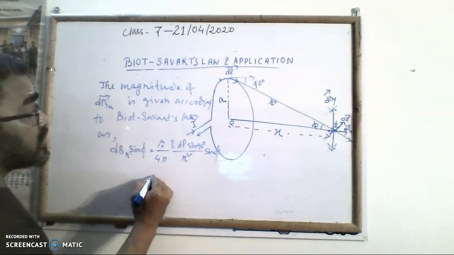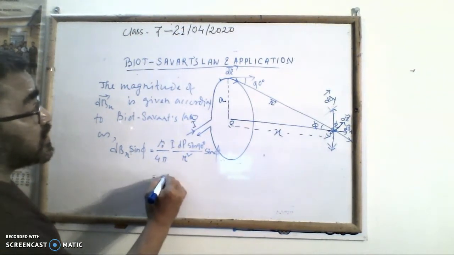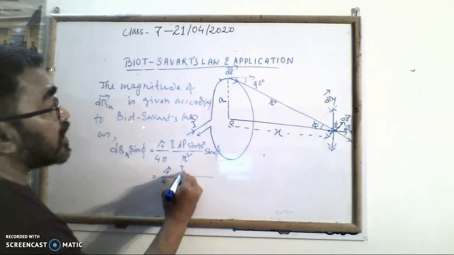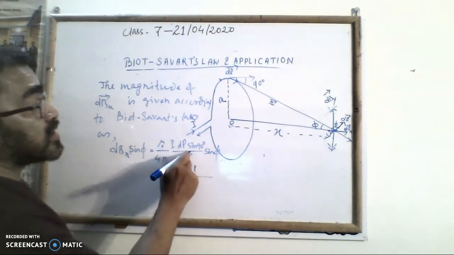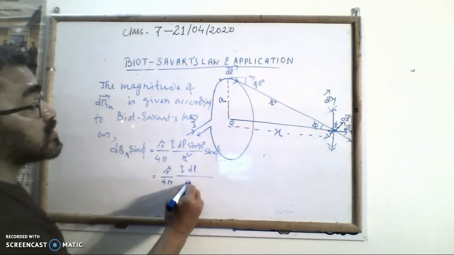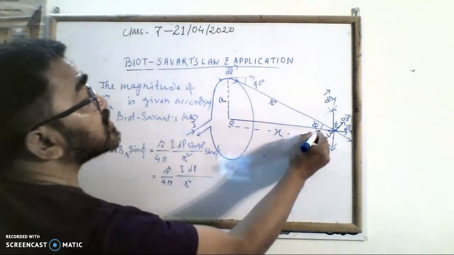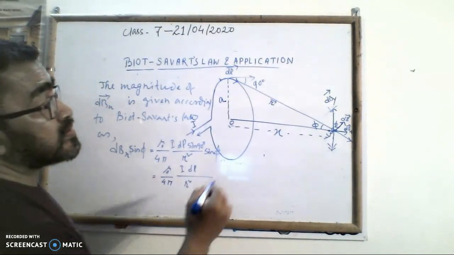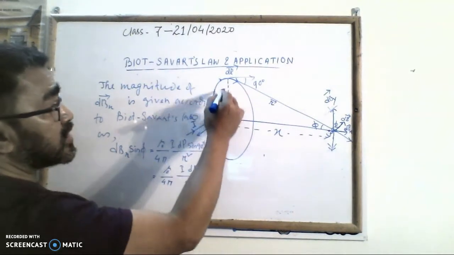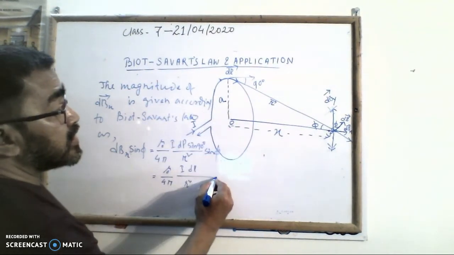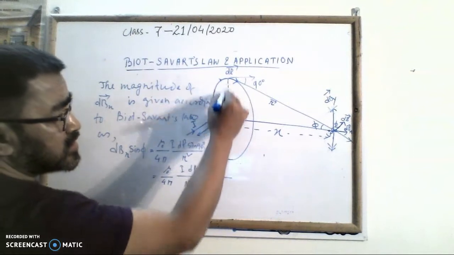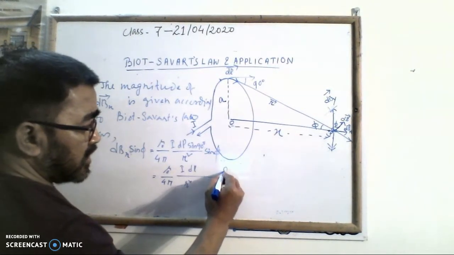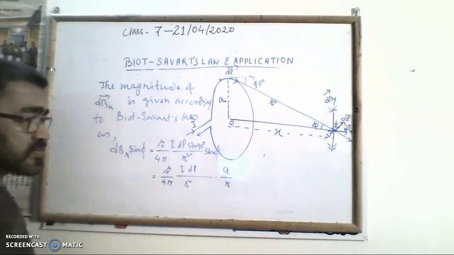So you will get mu naught by 4 pi, I dl, sine 90 is equal to 1, right? So what is sine phi? In this right angle triangle, sine phi is equal to what? Perpendicular by hypotenuse. A is the radius, this is the perpendicular. Hypotenuse is r. So sine phi is a by r, right?